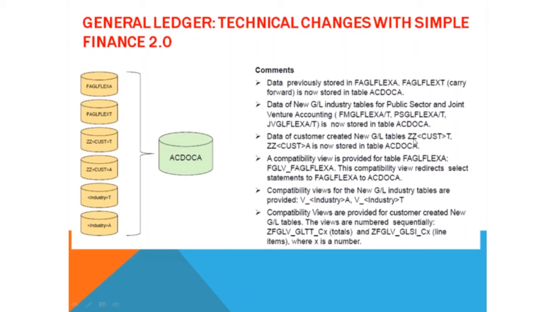If you wanted to create an industry-specific table, previously you could also create one, but you didn't need to go through all the scenarios and everything; you can directly create the customized table. And an availability view is provided in the FAGLFLEXA table. Then the compatibility view redirects statements of FAGLFLEXA to ACDOCA.